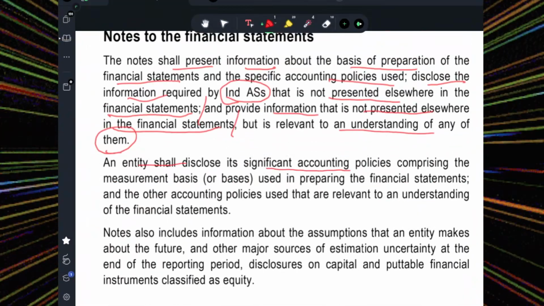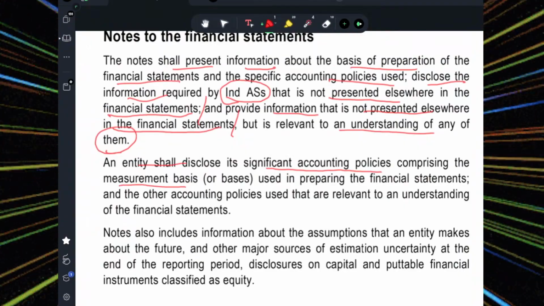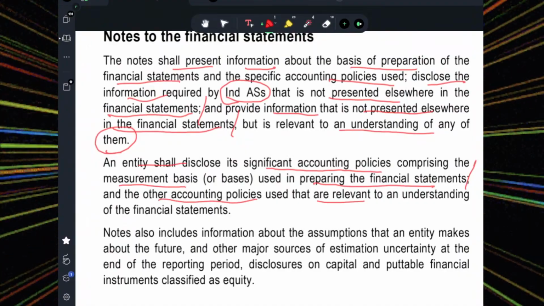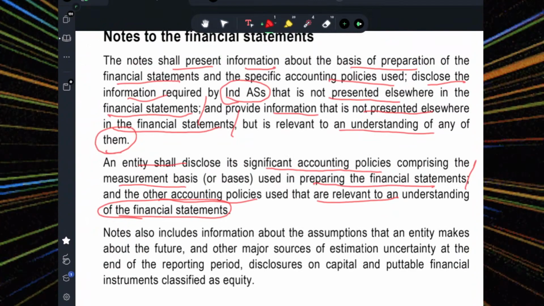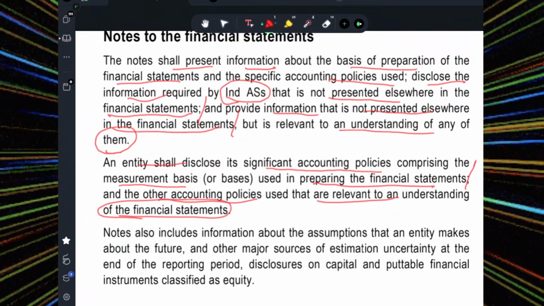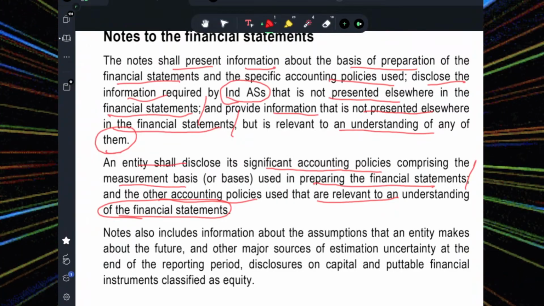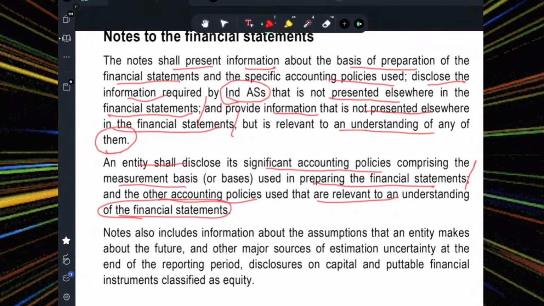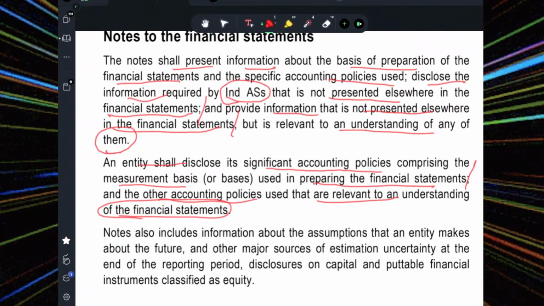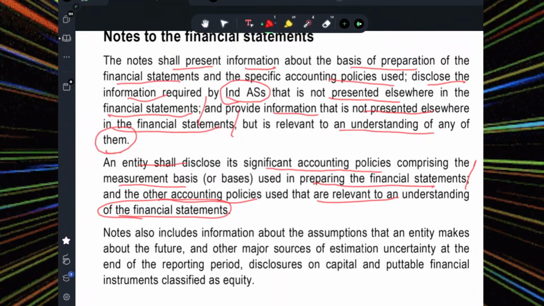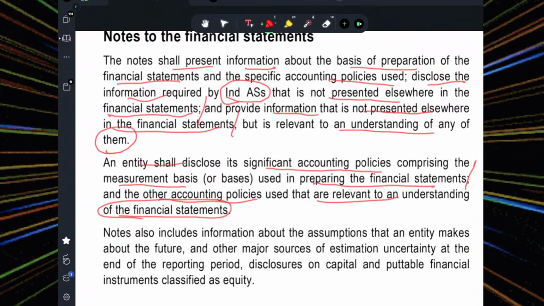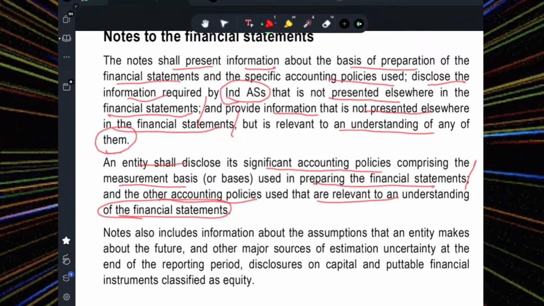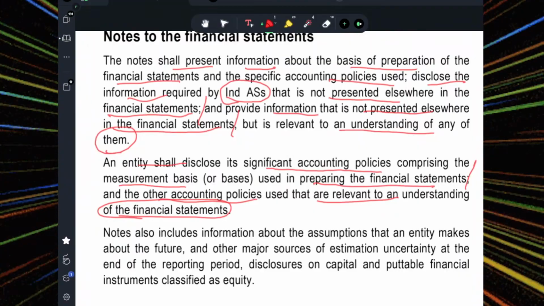An entity shall disclose significant accounting policies comprising the measurement basis used in preparing the financial statements. So how it is being measured, you should say. Other accounting policies relevant to understanding the financial statements should also be stated: how the accounting policy has been measured, prepared and presented. If there are other accounting policies relevant for understanding the financial statements, you can give those in the notes to accounts too.